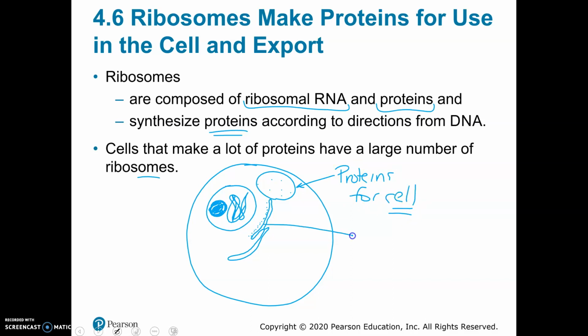And the ones that are along the rough ER are usually making proteins that are eventually going to get exported from the cell. So a cell might be exporting, like I said, an enzyme or a hormone or something that the rest of the cells in your body need. And so ribosomes that make those would be along this tubular stuff, which is called the rough ER. And we'll talk about that in a minute.